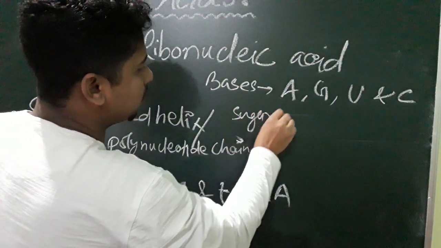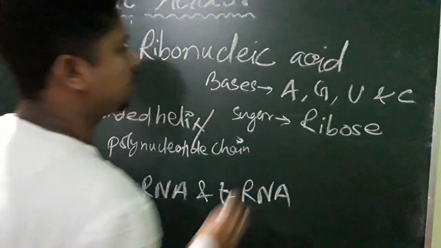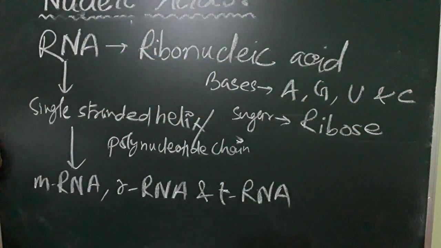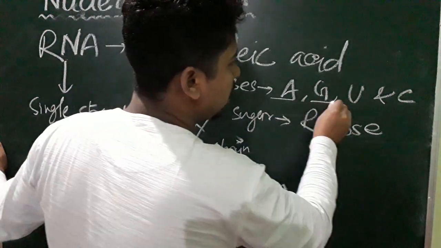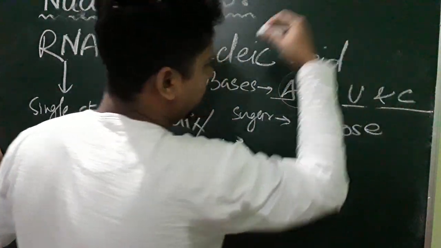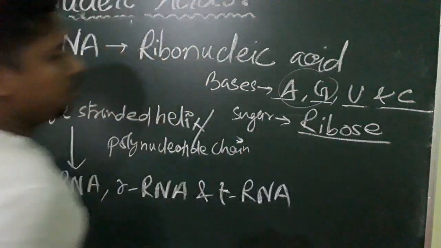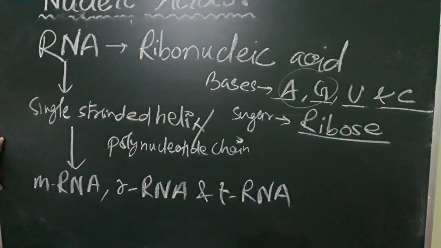And what is the sugar? The sugar present is ribose sugar. The bases are adenine, guanine, uracil and cytosine. These two are purines and these two are pyrimidines. The sugar is a ribose sugar. So this is all about RNA.